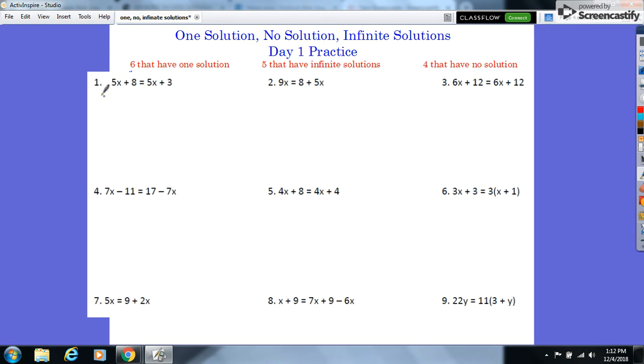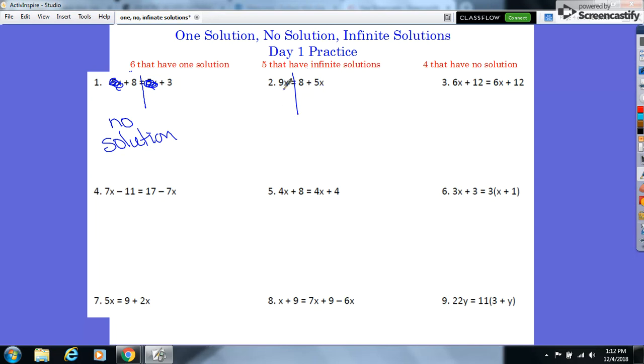Look at number 1. If I look at number 1 and compare, let's make some observations. I see 5x's here and 5x's here. Hey, the x's are the same. If I eliminate those, all of a sudden, I have 8 equals 3. 8 doesn't equal 3, and it never will. Indication, that has no solution.